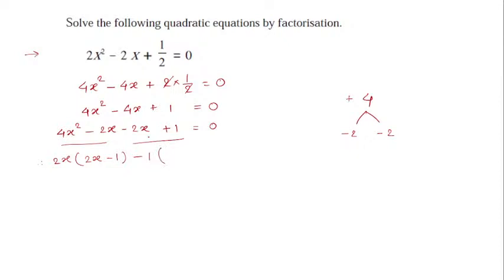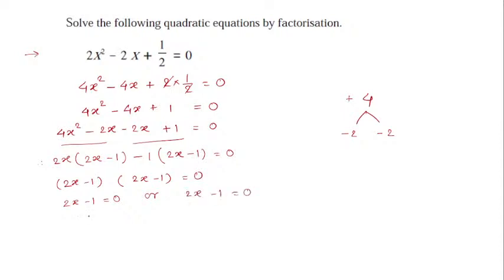So we have taken 1 common along with the negative sign. So minus 2x will become plus 2x and plus 1 will become minus 1, that is equal to 0. So we get here same bracket 2x minus 1, 2x minus 1, that should be taken common. Into another bracket we have 2x minus 1, that is equal to 0. So either 2x minus 1 is equal to 0 or 2x minus 1 is equal to 0.